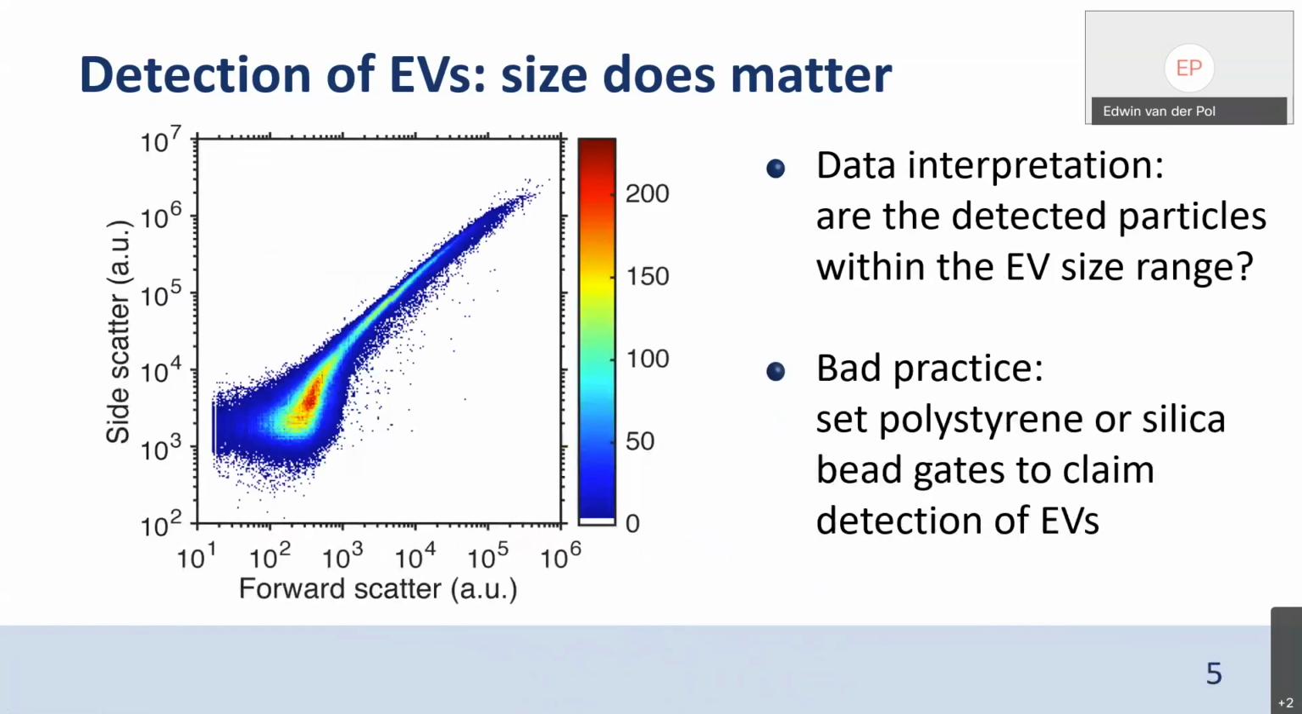Now also for data interpretation, size does matter. Here you can see the side scatter versus forward scatter plot measured by a flow cytometer of a plasma sample. And the data are in arbitrary units. So it's very hard to confirm that these are actually EVs or particles in the EV size range. It's common practice in the field to set gates based on polystyrene and silica beads. But in fact, that's bad practice, and I will explain that in the next 10 slides.